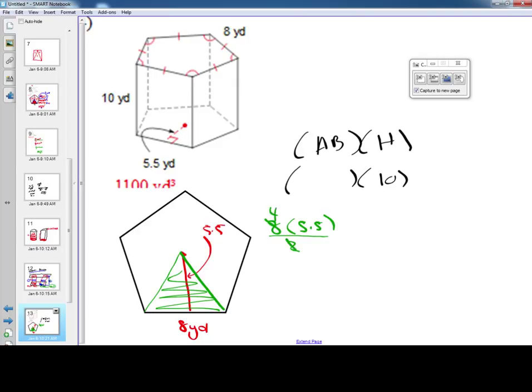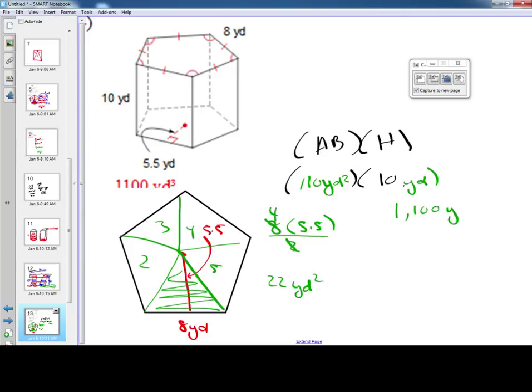8 divided by 2 is 4. 4 times 5.5 is 22 yards squared. So there's the area of that triangle. That's the area of the green triangle right there. But wait, there's more. How many of those triangles are there? Five, right? Second one, third one, fourth one, fifth one. So I need to multiply that by 5, which means the area of the base is actually 110 yards squared. This length was 10 yards. So what's 110 times 10? 1,100. What's yards squared times yards? Yards cubed. Guess what? There's my volume.